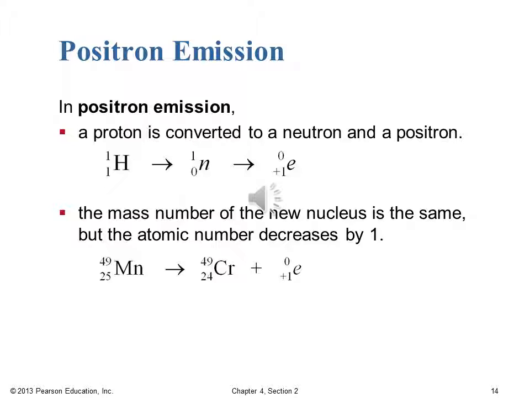Because the proton and neutron have essentially the same mass number, we expect no change in the mass number. But because the positron carries away the proton's positive charge when the proton is converted into a neutron, even though our mass number hasn't changed, our atomic number should decrease by 1. And we see here an example of manganese-49 decaying into chromium-49 plus that positron that's emitted.